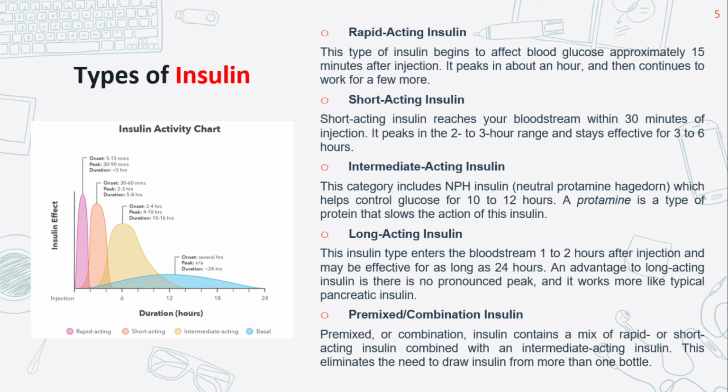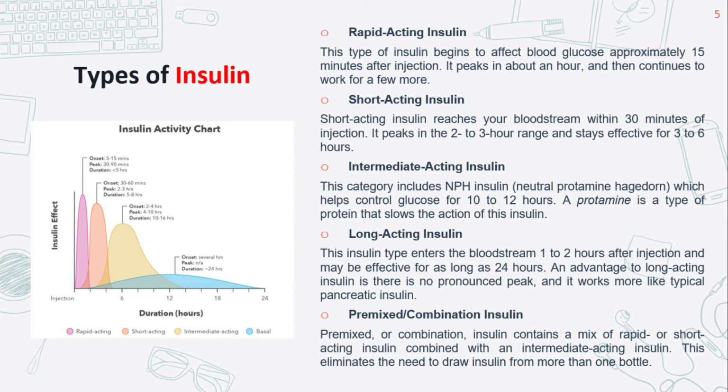There are different types of insulin present, and each type differs and takes effect at different times. The rapid-acting insulin starts to take effect approximately 15 minutes after injection, and peaks in about an hour. It also quickly drops the blood sugar level and works for a short time. The short-acting insulin takes effect within 30 minutes of injection. It peaks in 2-3 hours and stays effective for 3-6 hours. Short-acting insulin takes effect and wears off more quickly than long-acting insulins.